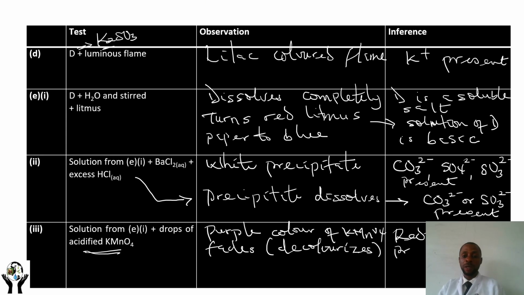Reducing agent is present, and between the CO3 2- and SO3 2-, we are suspecting it's going to be SO3 2- that is present, because that SO3 2- can be oxidized further to SO4 2-, which is not possible for CO3 2-. So that's all about the analysis of the salt.